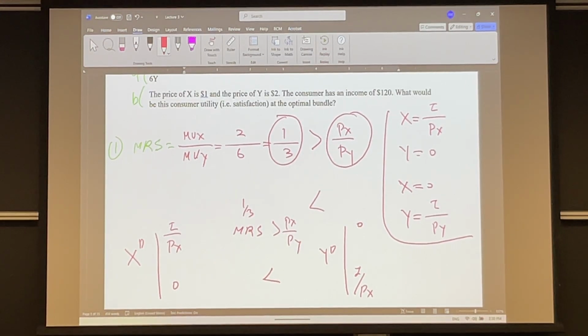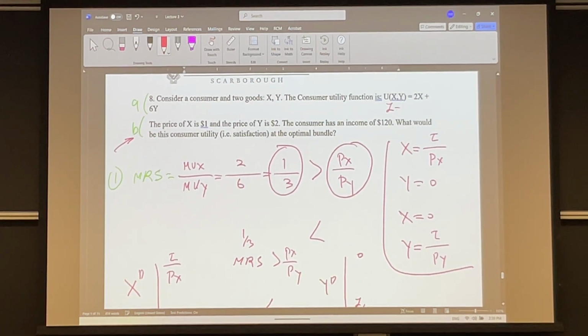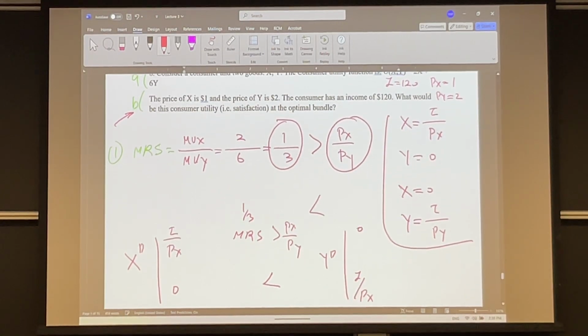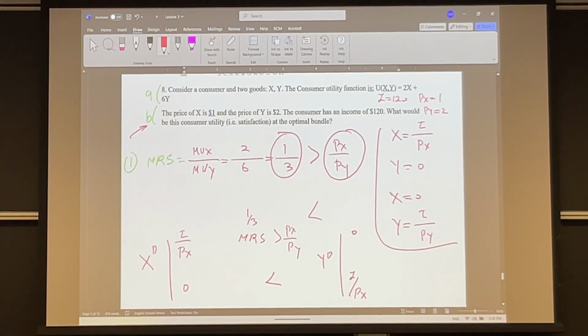Okay, so now let's do part B. Basically find one point on the demand based on the numbers given. The question says the income is 120. Price of X is 1. Price of Y is 2. What's the optimal bundle now? Where are you on the kinked demand? Are you there or there?